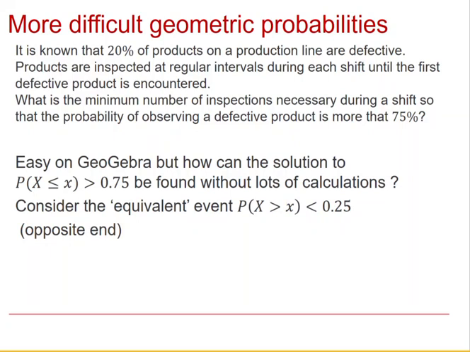So what we can do is what we looked at in the previous video: consider the opposite event, and rather than looking at the probability that X is less than or equal to a value being greater than 0.75, we can look at the probability that X is greater than that value being less than 0.25, and these two inequalities are equivalent to each other. And again, it might be worthwhile just spending a couple of moments thinking about that.